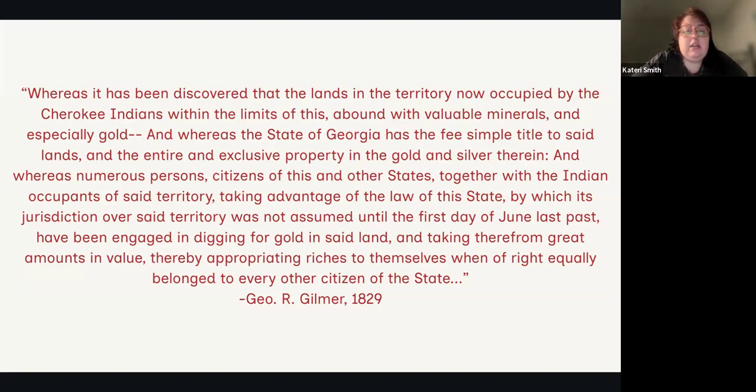out that the native people were only occupants of the territory and not citizens, and that the state now had jurisdiction over the Cherokee lands. It basically made it so that the Cherokees could not enforce their own laws on the treaty land which they were appropriated.